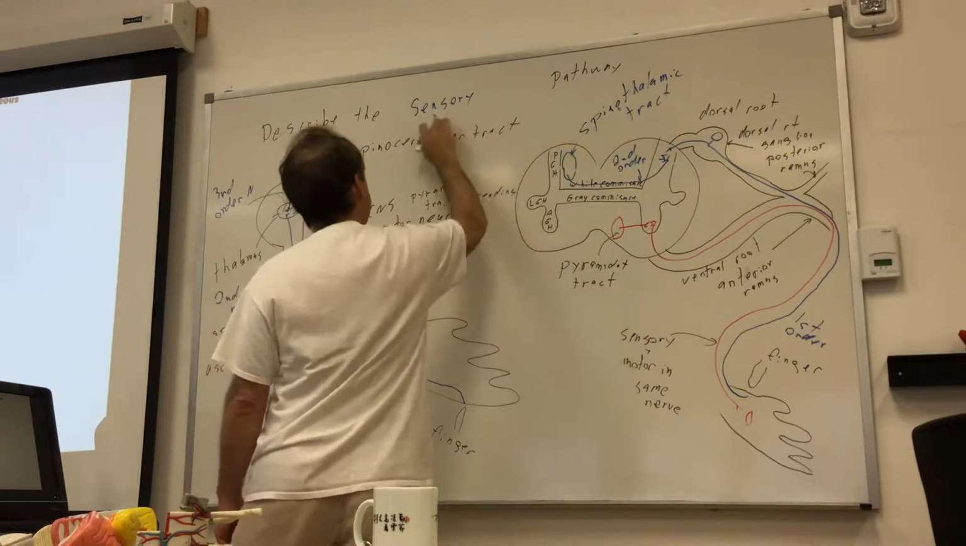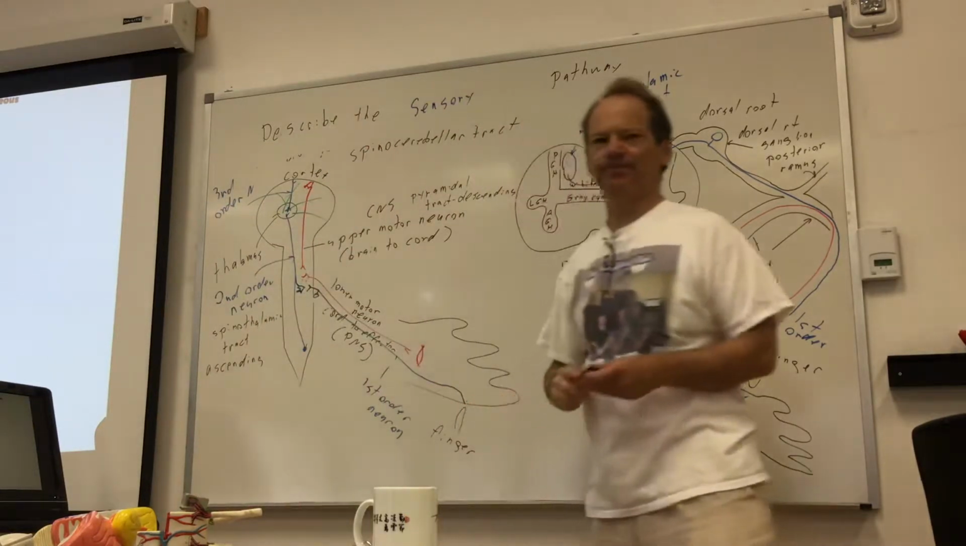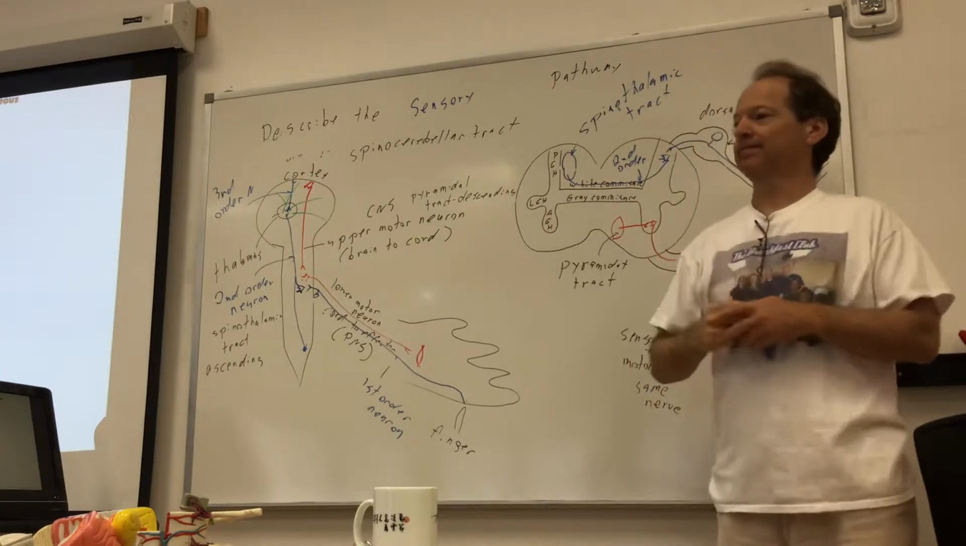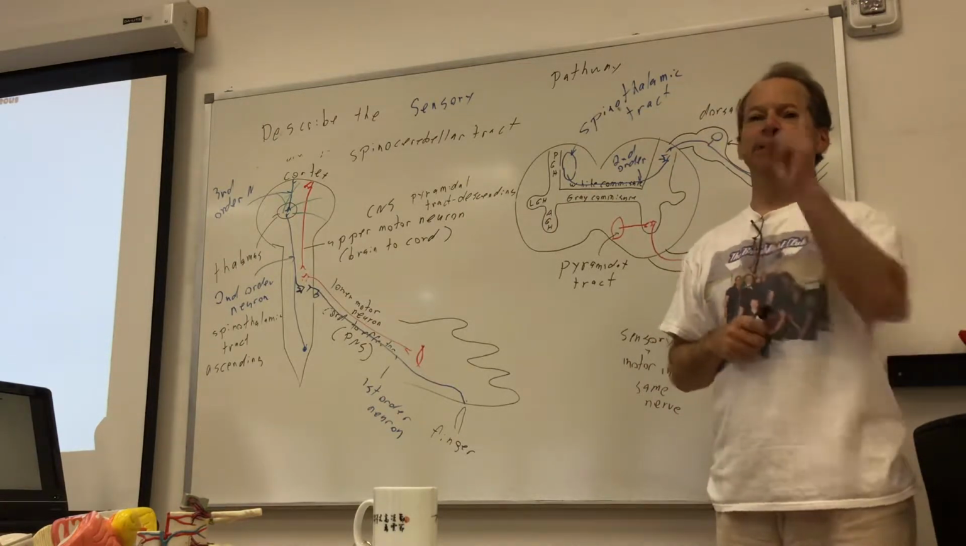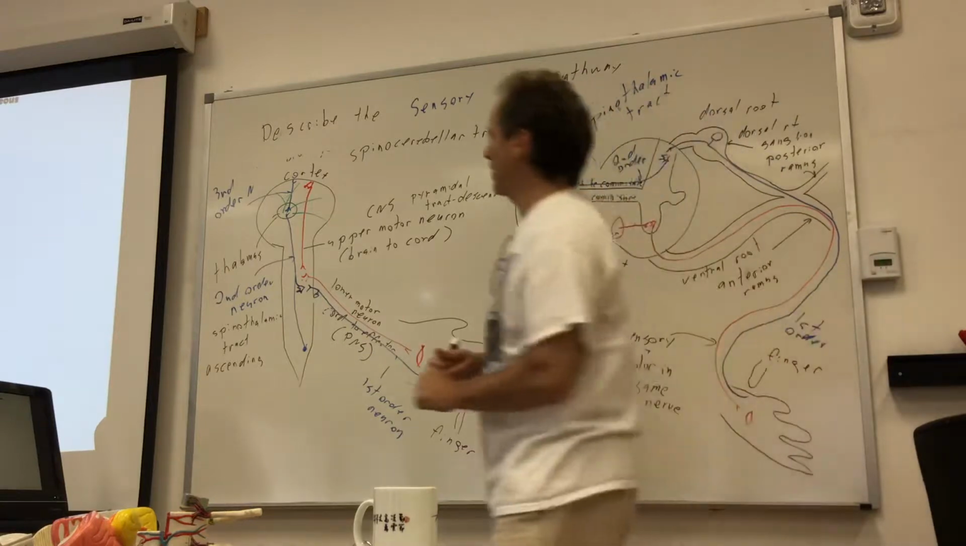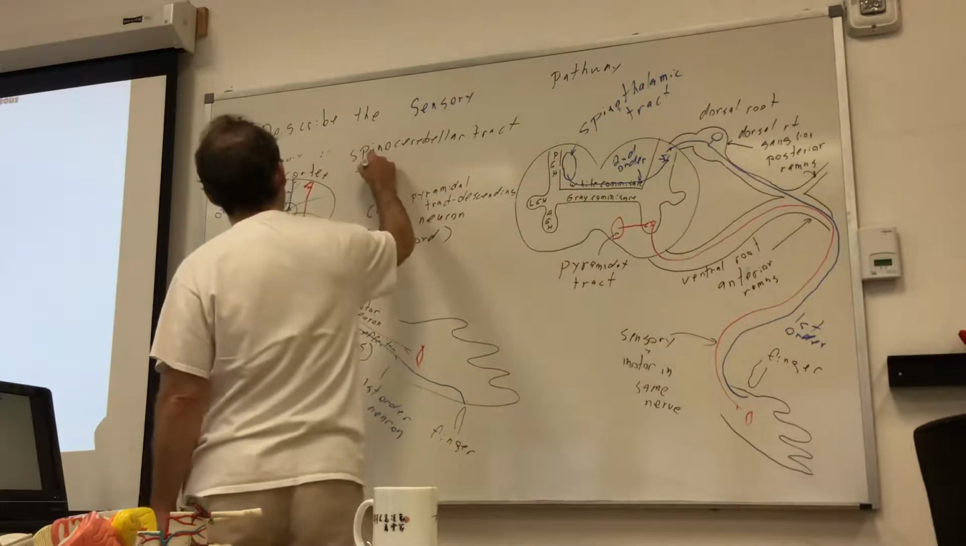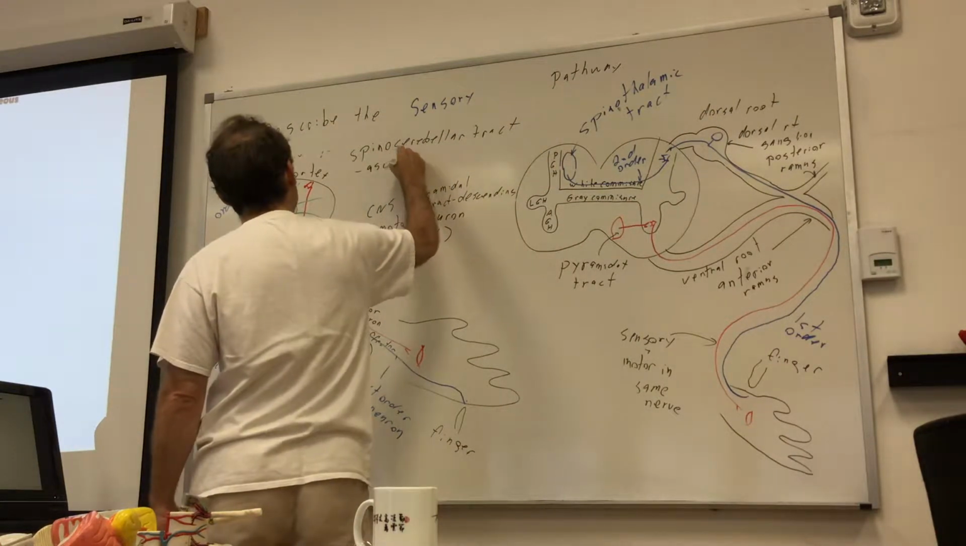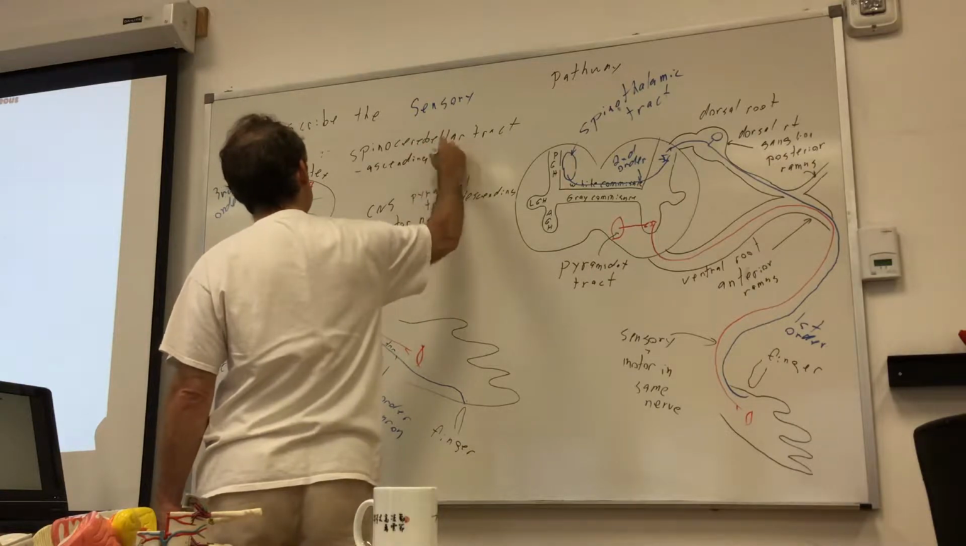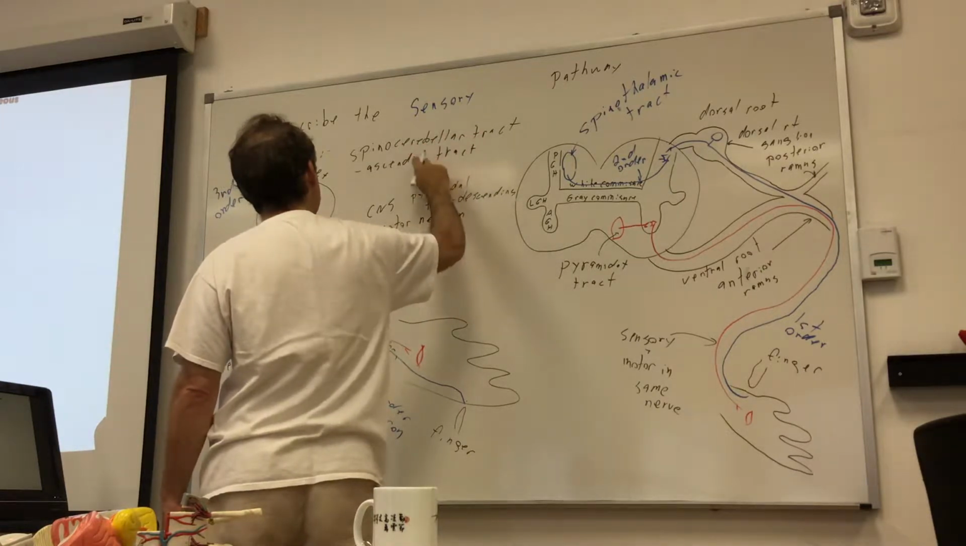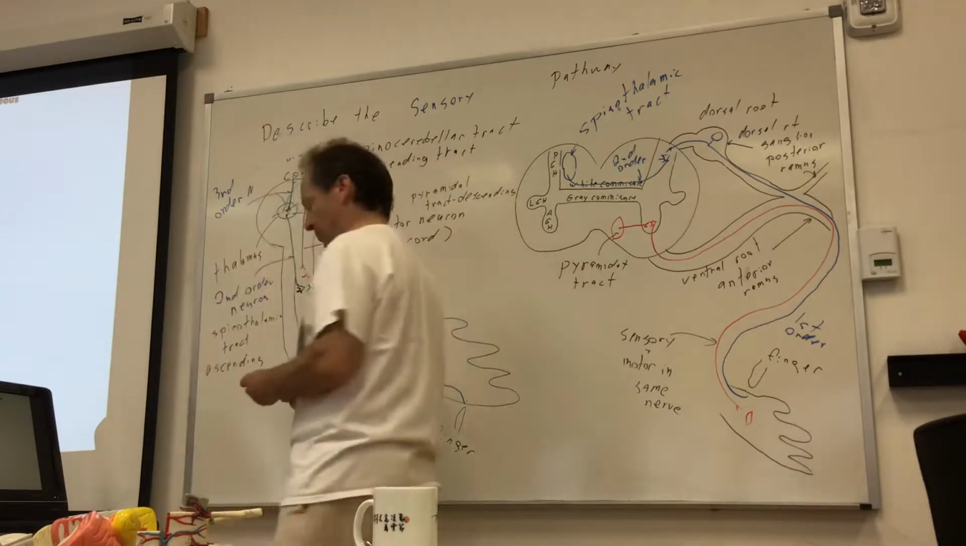The spinocerebellar tract. So where does that go? From the spine to the cerebellum. Spine to the cerebellum. So it is also an ascending tract.